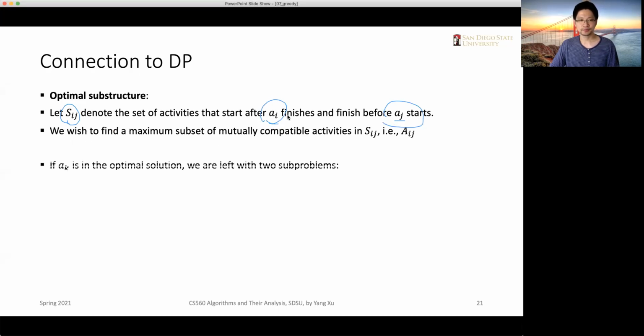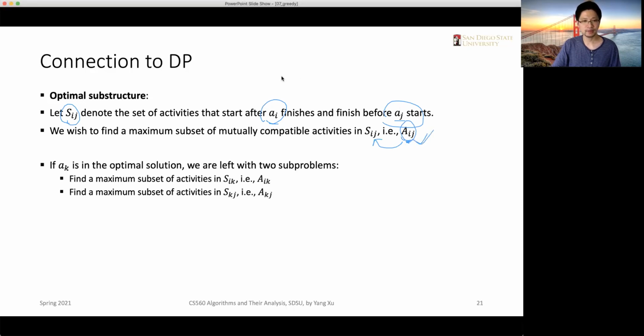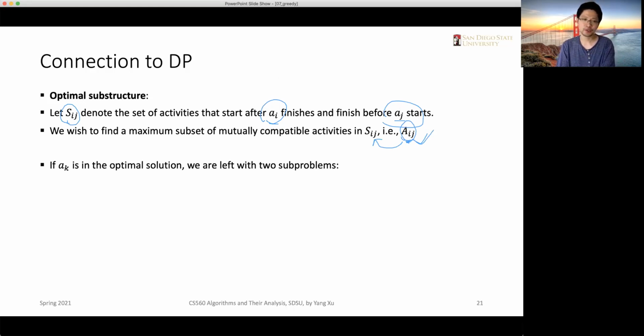So it's a range, and we wish to find a maximum subset of mutually compatible activities within this range, okay? So this capital S is a range, and we want to find a maximum subset of activities that we indicate as Aij. This Aij is a set of activities within the range of Sij, but we want to maximize the size of this Aij, okay? And let's consider this problem. Let's assume that Ak is within the optimal solution, okay?